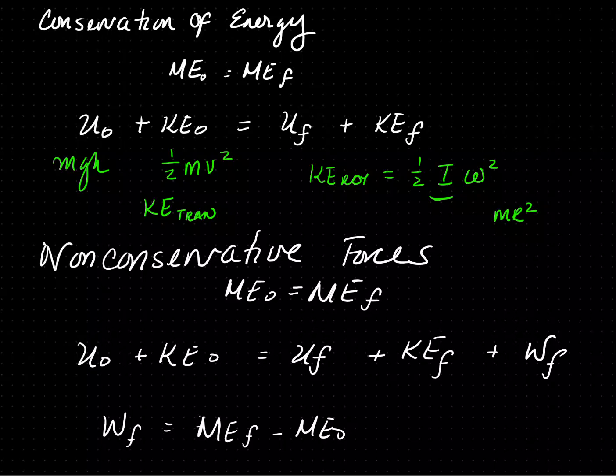Non-conservative forces: the total energy is not conserved. So if you write initial energy is equal to the final energy, you must place work due to friction or thermal energy at the end to make the equation equal to each other. Or the other way you could write it is the work due to friction or thermal energy is equal to the final energy minus the total initial energy. And if it's not conserved, this will not equal 0.